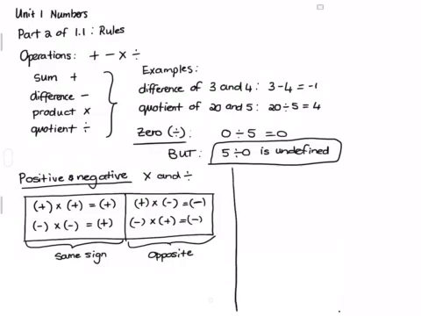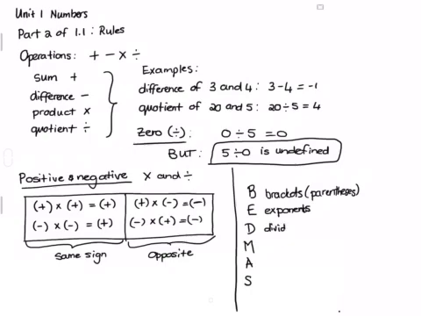Last rule we're going to do in this section is what I'm going to call the BEDMAS. A lot of you know the BODMAS. I'm changing it to BEDMAS, where B means brackets or parentheses. E then means exponents. D means divide, multiply, add, subtract.